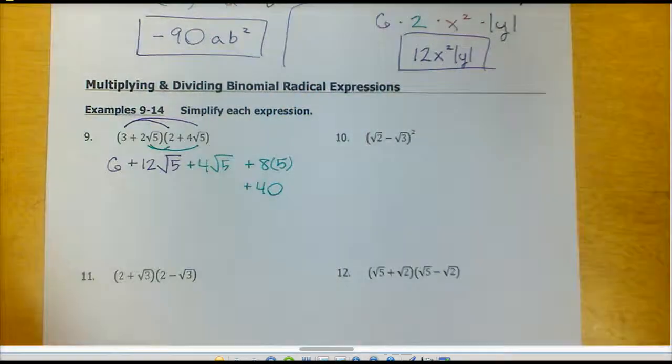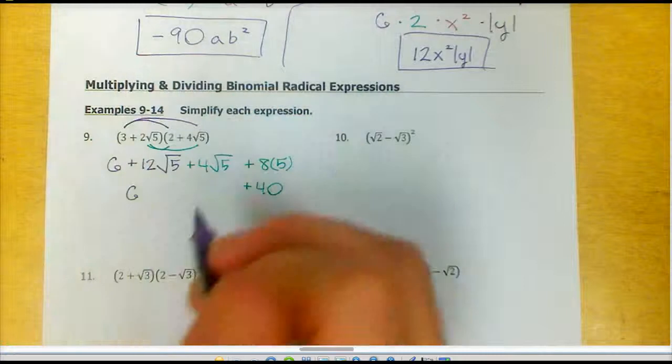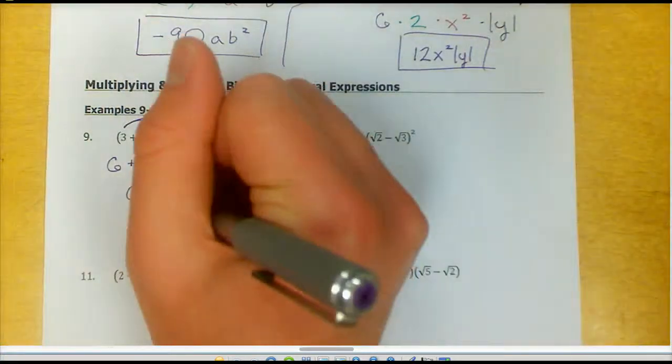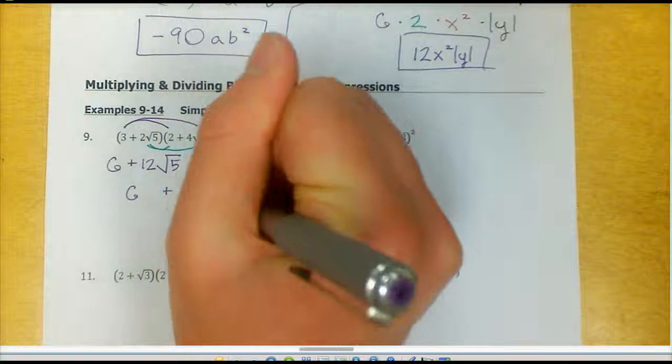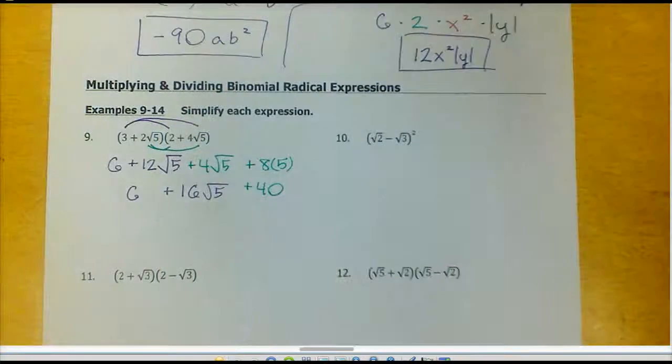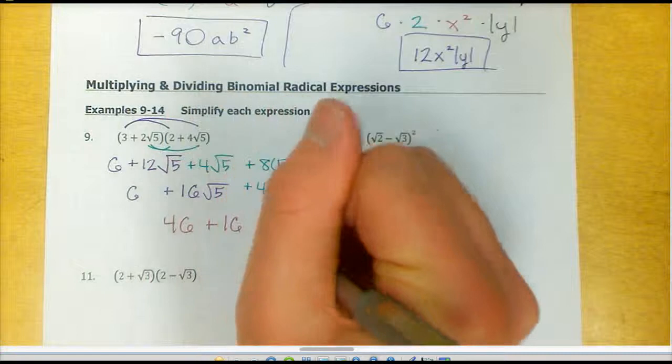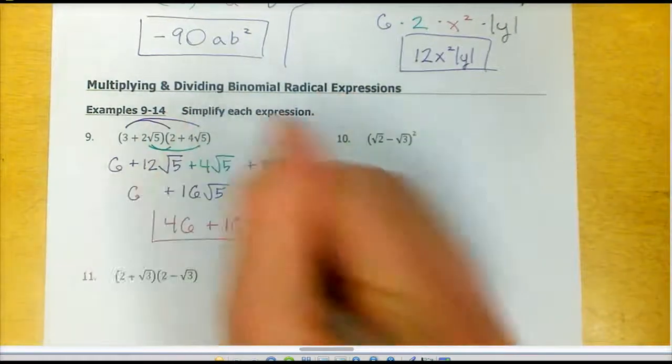So we get 6 plus 12 radical 5 plus 4 radical 5 will give me 16 radical 5, plus 40. So your final answer to this would be 46 plus 16 radical 5.